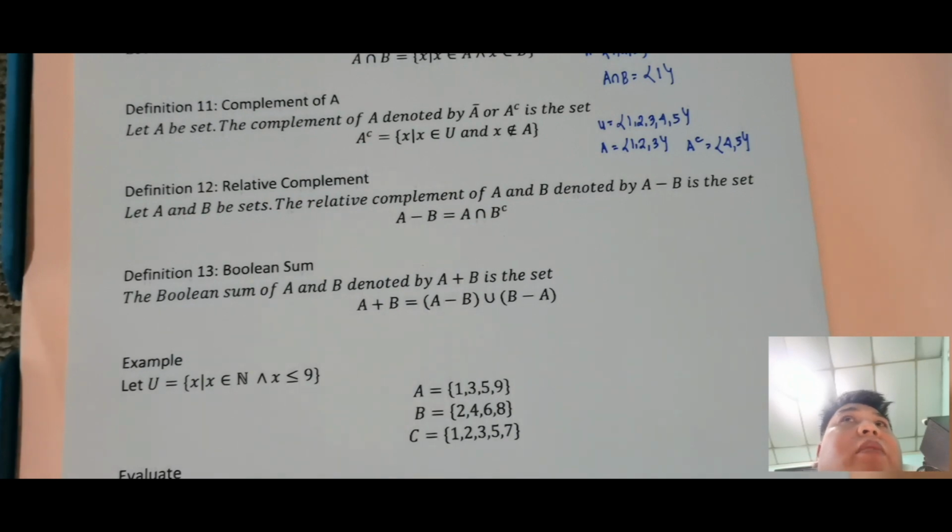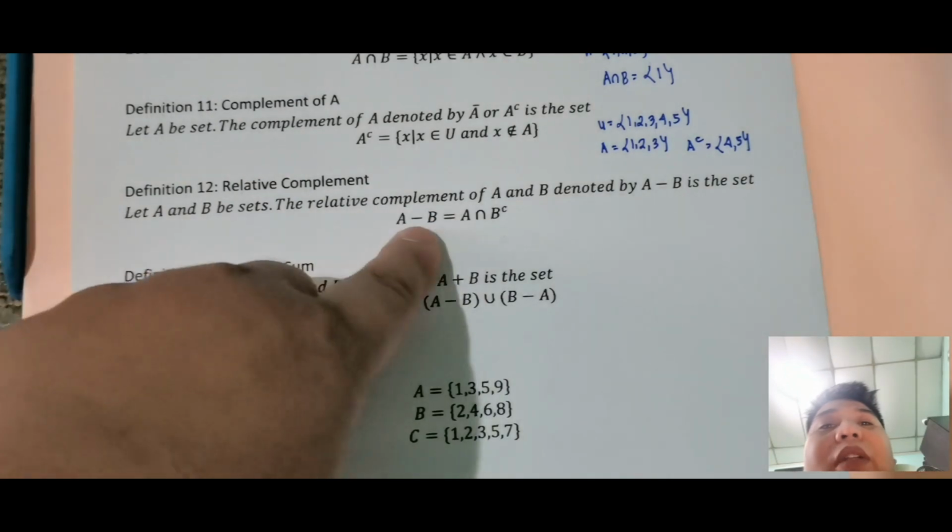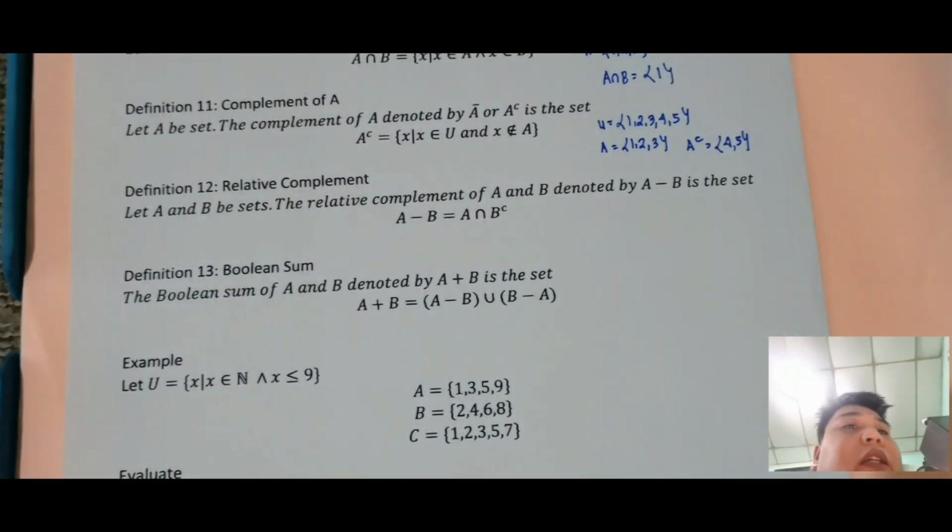So, pag nakita mo A minus B, equivalent lang siya doon sa A intersection B complement. Pag nakita mo minus, gawin mo lang intersection B complement. Afterwards, i-intersect mo yung A tapos yung B complement. Ganun yung gagawin ng relative complement. Mamaya na example dyan para mas magtuloy-tuloy tayo.